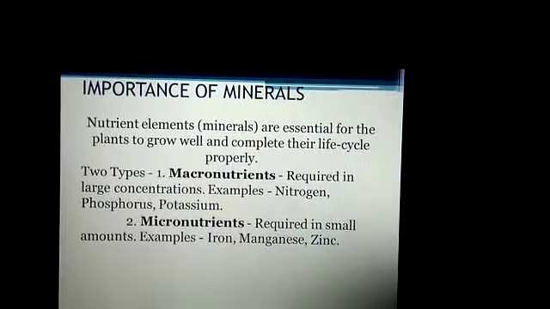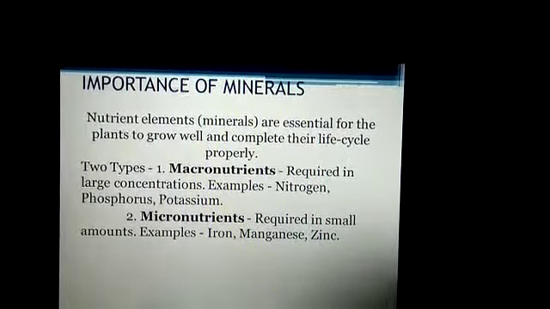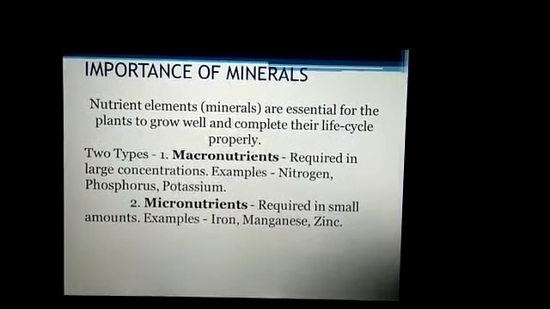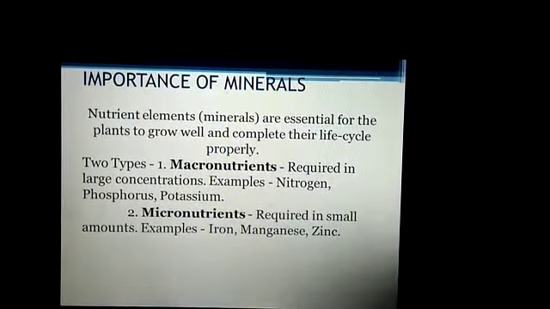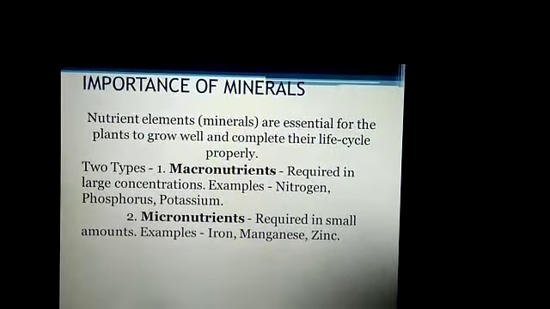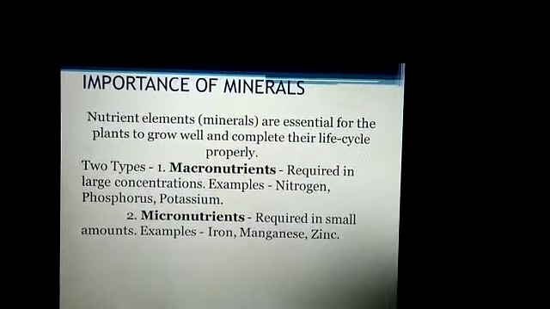Now the second category of nutrients is micronutrients. Micro means small, and these nutrients are required in small amounts. For example, iron, manganese and zinc.